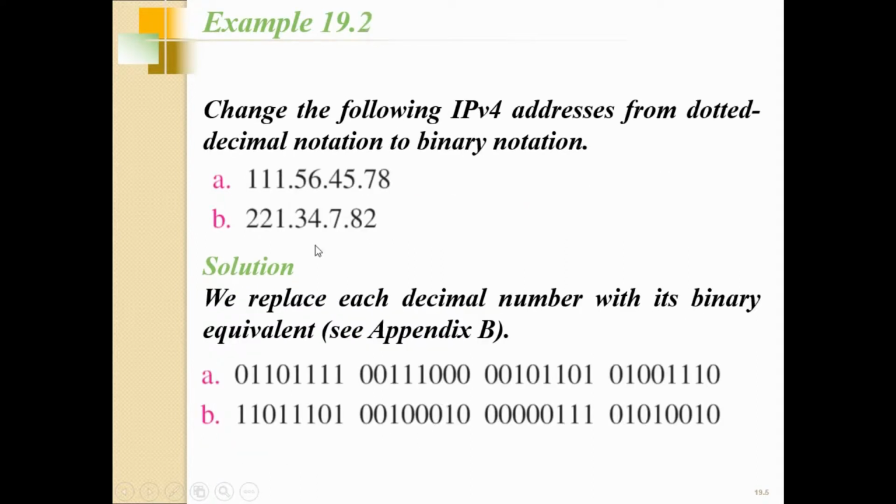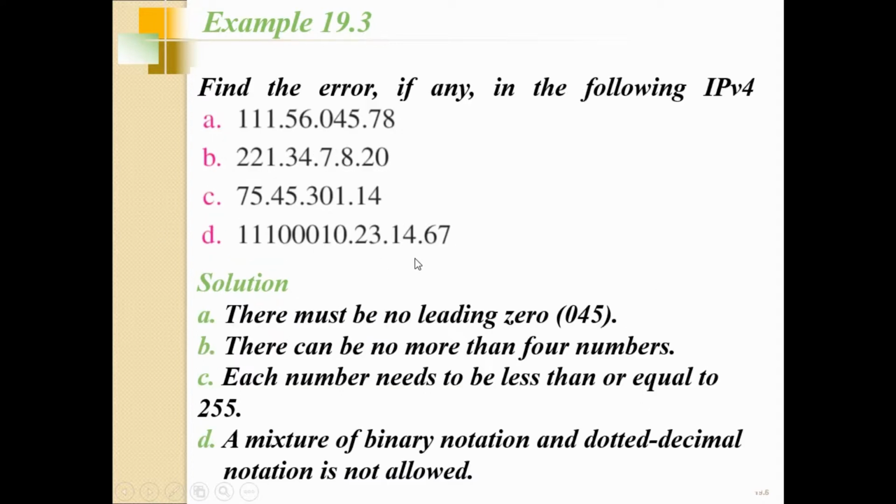Moving on. So here we have to do the reverse process of what we did in the last slide: dotted decimal notation to binary notation. Same as we did there, we have to replace each decimal number with its binary equivalent. 111 is changed to its binary equivalent, 56 is again changed, 45 is again changed, and 78 is again changed. Same for the next example.